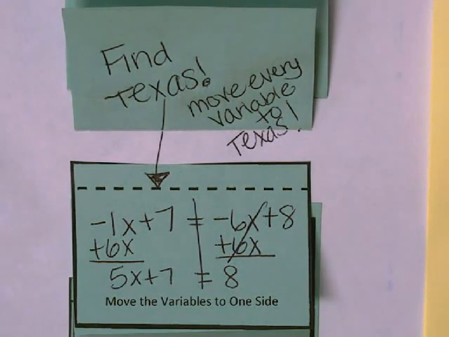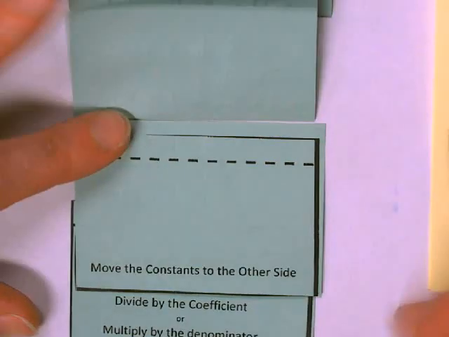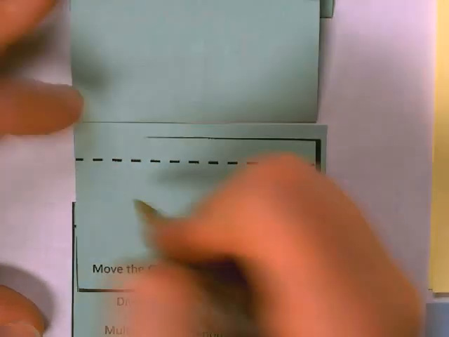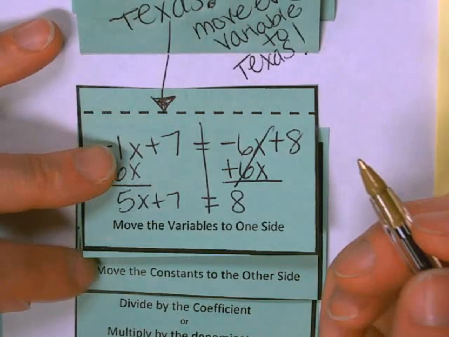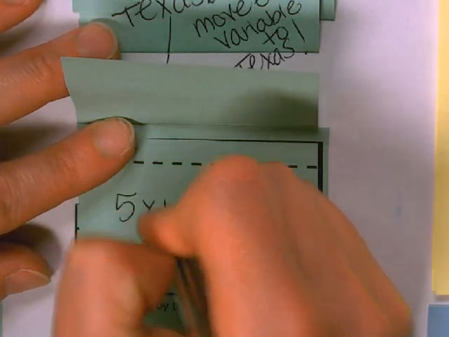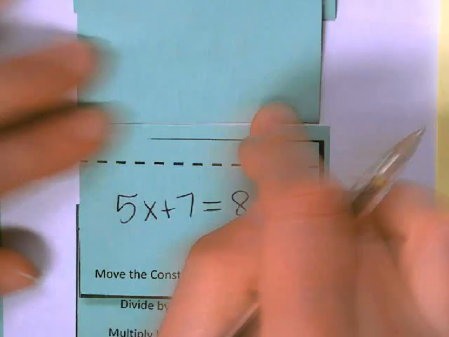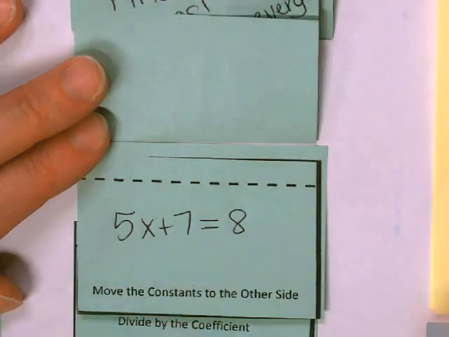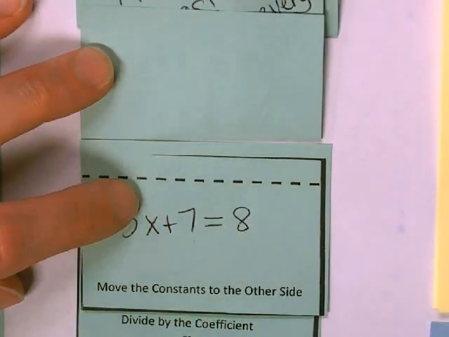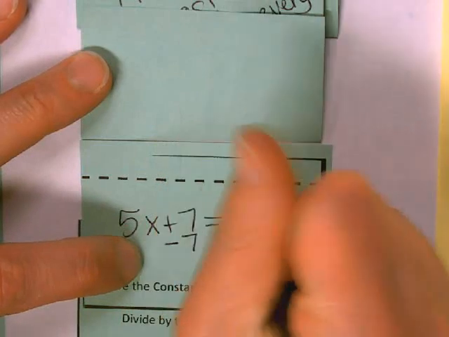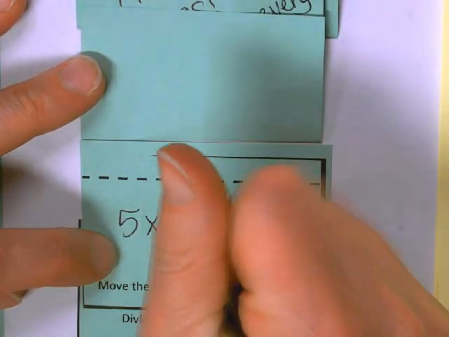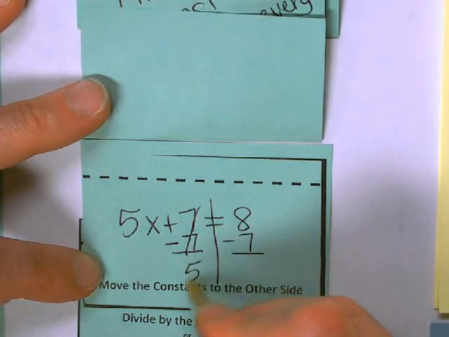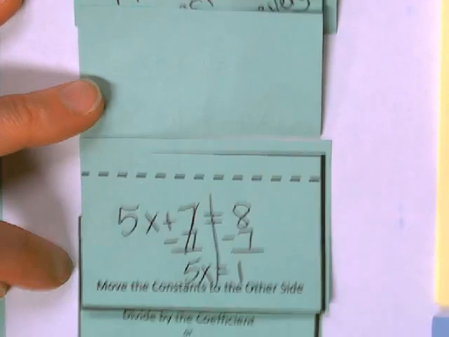Alright, and the next step is to move the constants to the other side. Remember, if I'm going too fast, go ahead and stop the video, pause it, and catch up. So 5x plus 7 equals 8. So that means that we don't want anything else in Texas besides x. So we want to get these constants out of Texas. So minus 7 from both sides. That cancels, and we've got 5x equals 1.